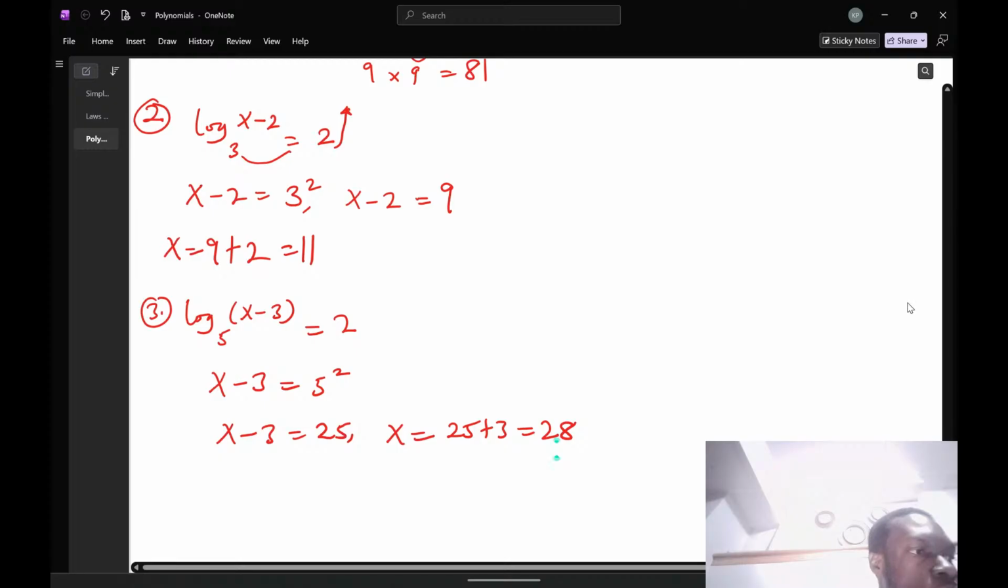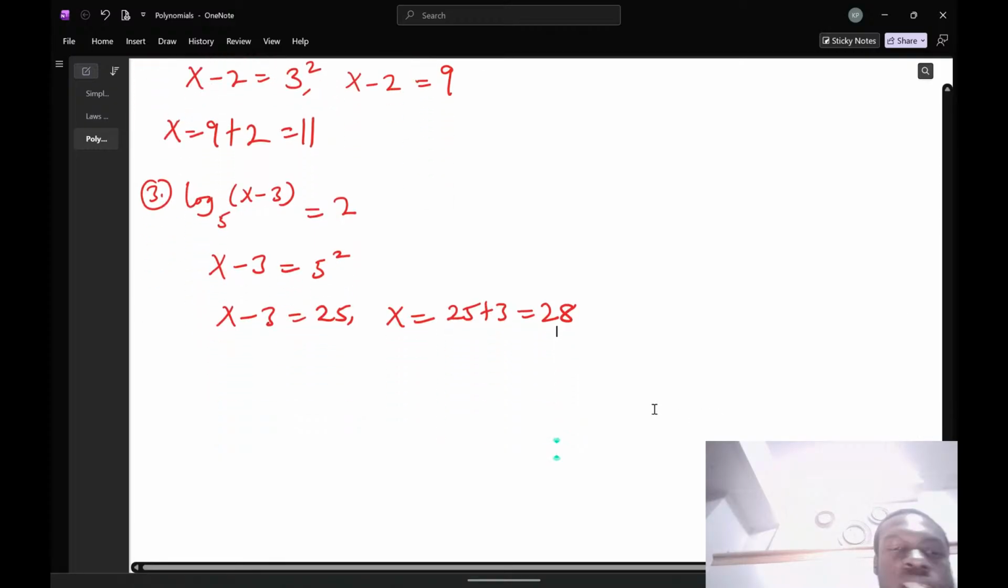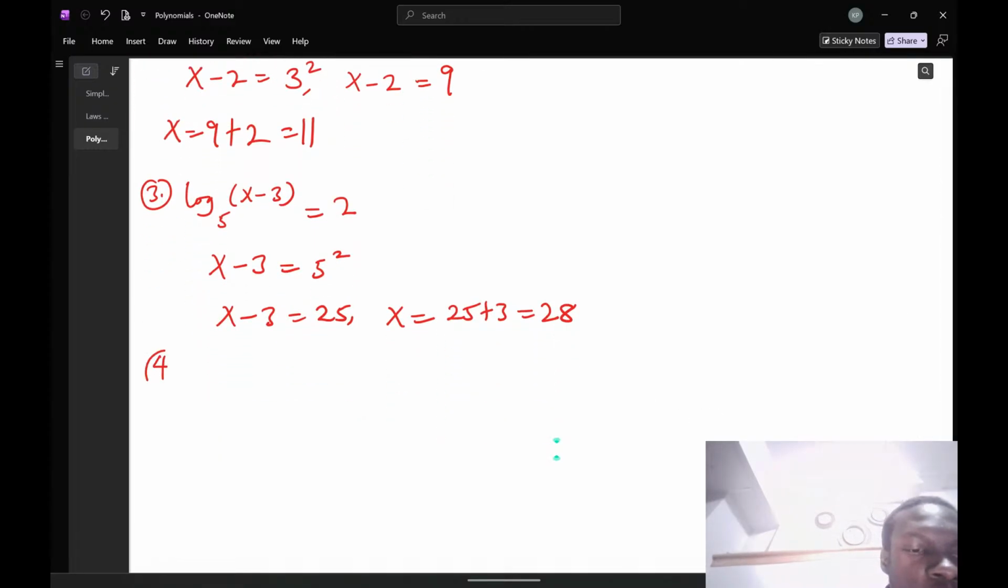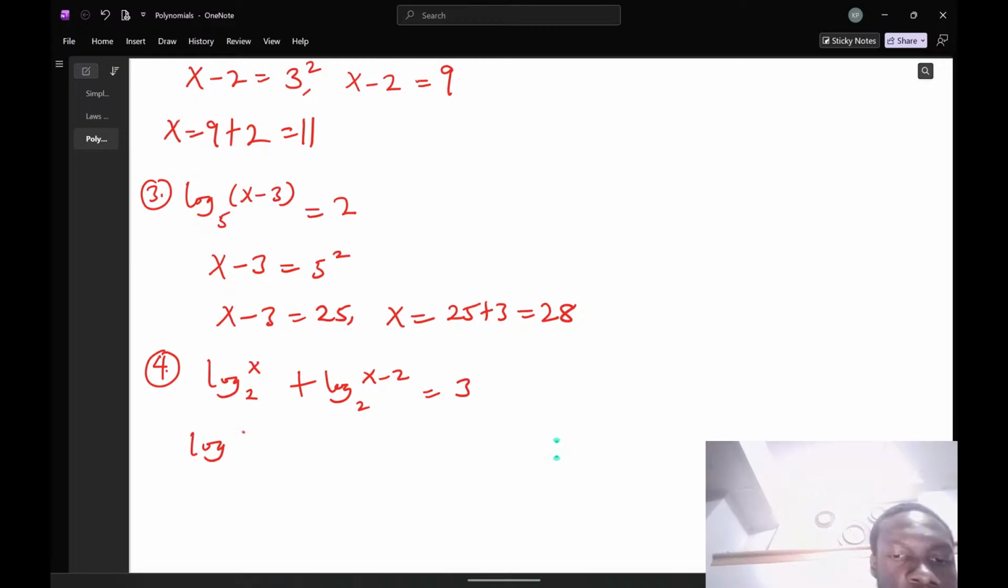Okay. So now I'm going to give an example that shows the product rule. Okay, the product rule. So we have log x base 2 plus log x minus 2 base 2 is equals to 3. Okay, so when you have two logarithms that have the positive sign separating them, you multiply the arguments together. So in this case, it will be log x times x minus 2 base 2 is equals to 3.